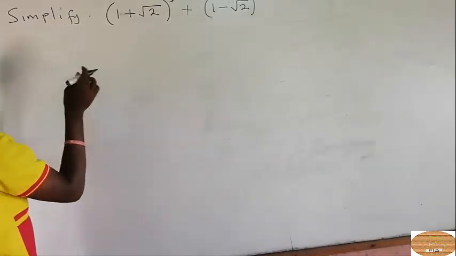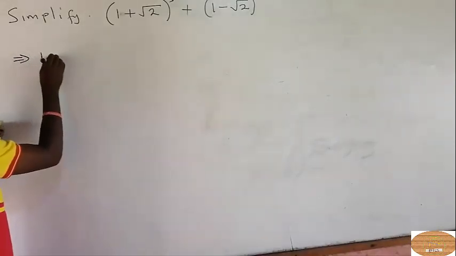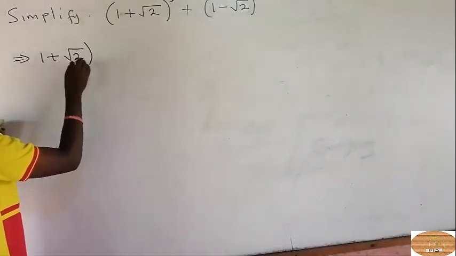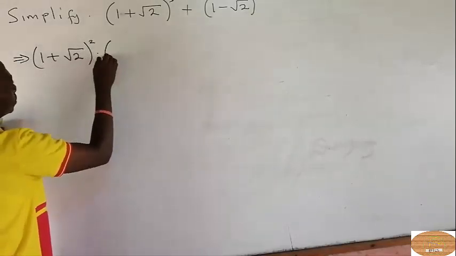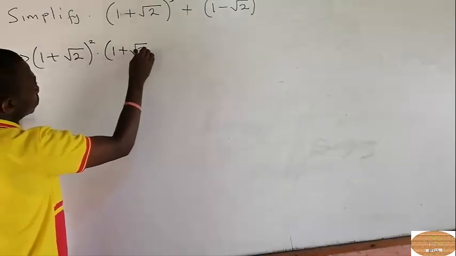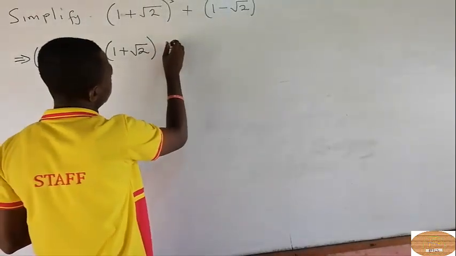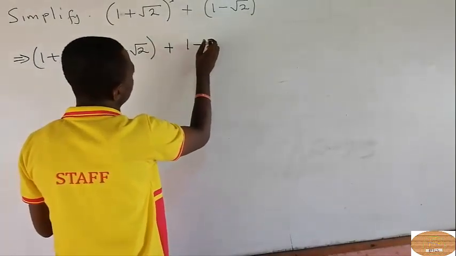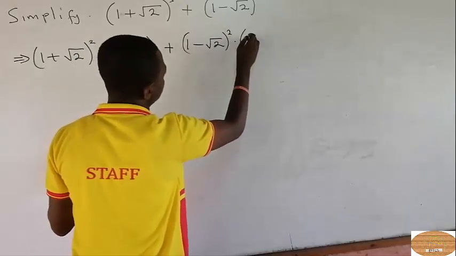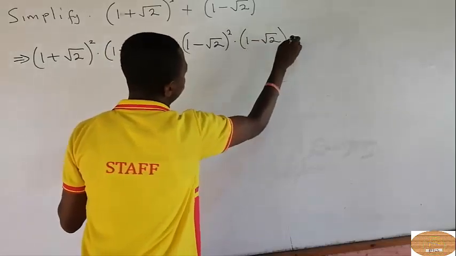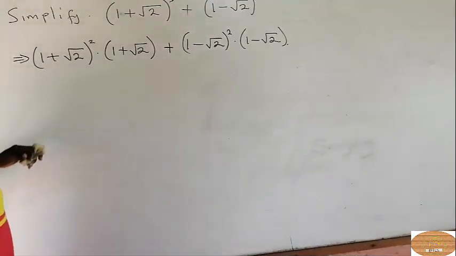So let me start. So this one, (1 + √2) all to the power 2 times (1 + √2), have that. So plus (1 − √2)^2, right? Times (1 − √2). So this one is even this. Alright, so let's move on.